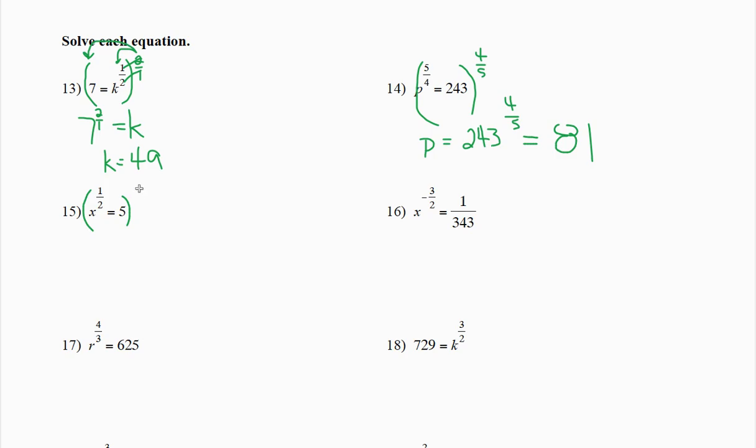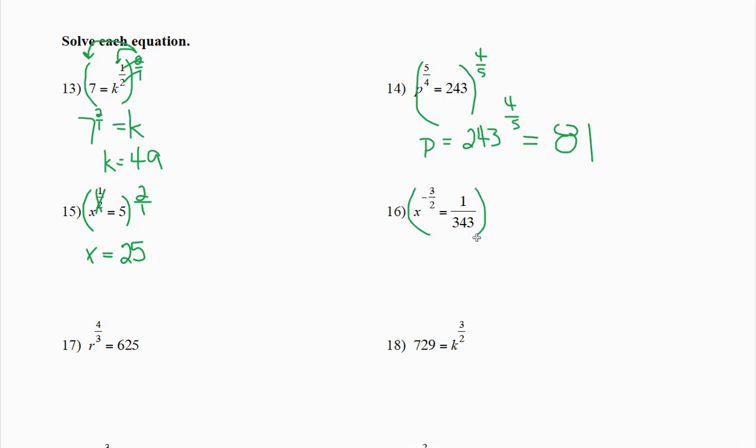So again, this is squared, or 2 over 1, which is the same thing as squared. It cancels this exponent out, which gives me x. And then 5 squared is 25.